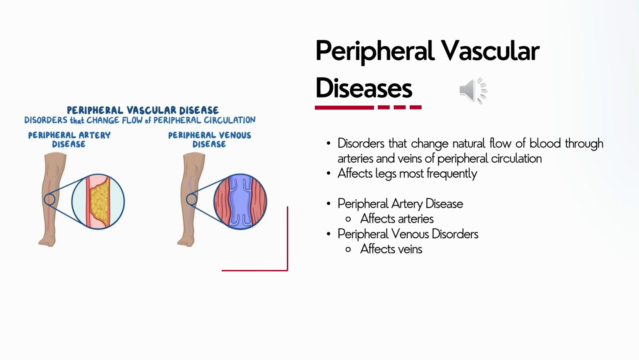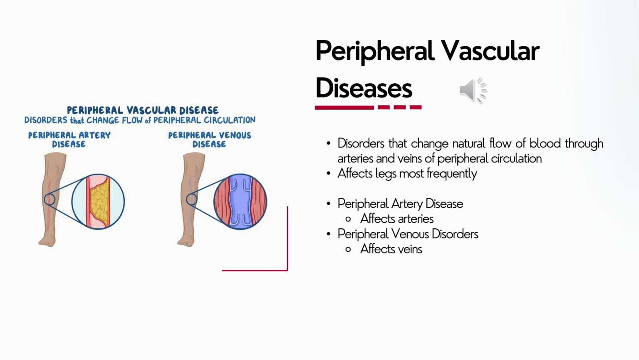So peripheral vascular disease refers to disorders that disrupt the natural flow of blood through arteries and veins in peripheral circulation, resulting in decreased perfusion to the body tissues. These disorders most commonly affect the legs rather than the arms. Peripheral vascular disease is a general term that encompasses two main categories: peripheral artery disease, or PAD, which involves the arteries that deliver oxygenated blood to the lower extremities, and peripheral venous disorders, which involve the veins that return deoxygenated blood to the heart.